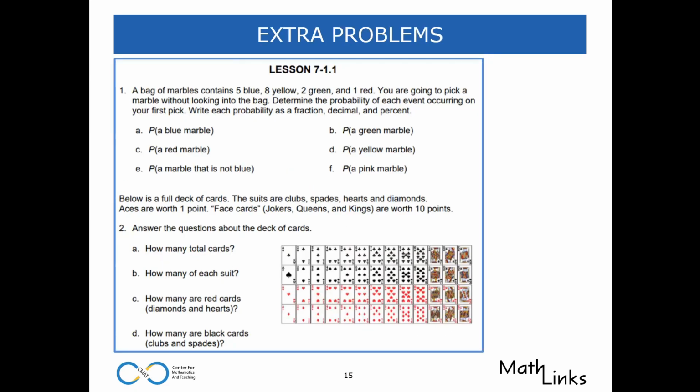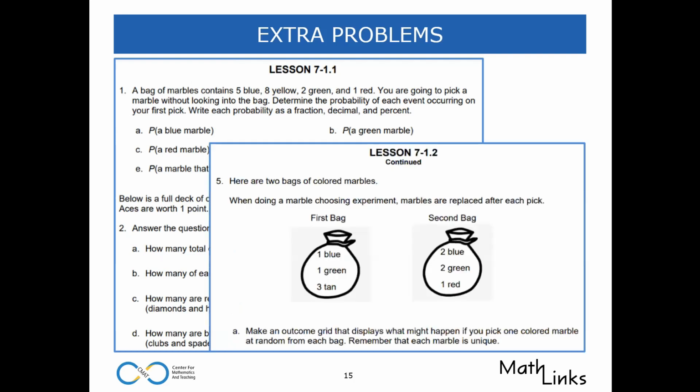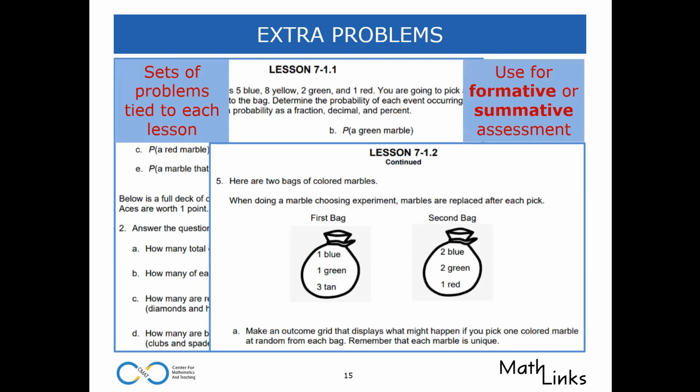Finally, extra problems are another packet resource in the portal. They're organized by lesson and are appropriate for extra practice or may be used to create additional assessments.